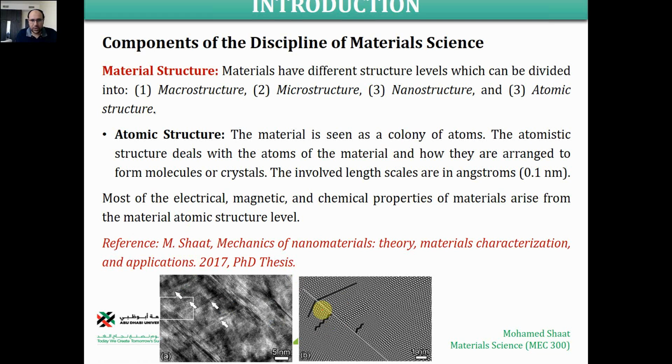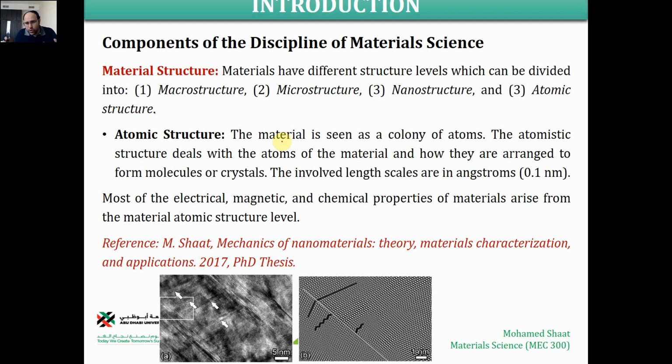Another level of the material structure is the atomic structure, like in these two figures. Here we are decreasing more, to the nanoscale, 5 nanometers. This one is even just 1 nanometer. It is a very tiny thing. All of these images we got through the TEM, which is the transmission electron microscope.